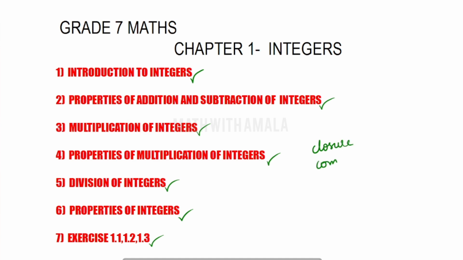While we are dealing with the properties of these integers, first thing that you have to keep in mind is the closure property, then the commutative property, then the associative property, and the last one, the distributive property. Along with this, you will have something extra, which are the additive identity, multiplicative identity, and so on. So let's discuss each point one by one without any delay.